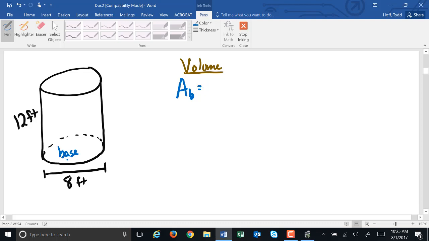The base of this thing is the circle, so how do we find its area? Perfect. Pi times radius squared. What's the radius here? 4, half of the 8. So pi times 4 squared will be 50.24. Those are in feet, so that'll be square feet.